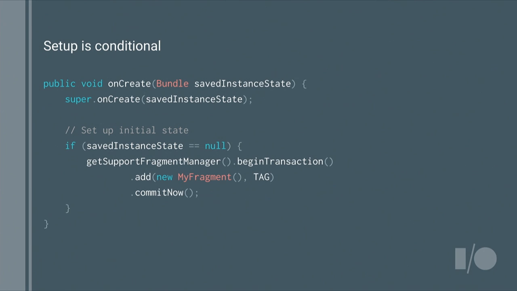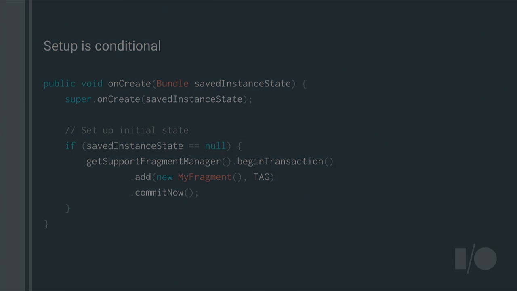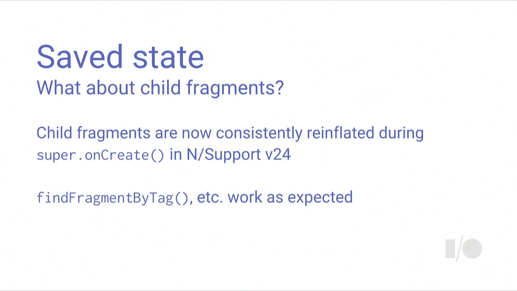So that means that setup of fragments is conditional. And this is another one of those weird things that everybody sees when they first start working with fragments. Well, why am I doing this extra check here when I'm setting up this initial state? That's partially because the fragments are going to be restored as part of that onCreate call. Now, this has historically gotten a little bit weird in that if you're dealing with child fragments, when that reinflation happens, it really wasn't consistent with the way that it happens with fragments that are attached to activities.